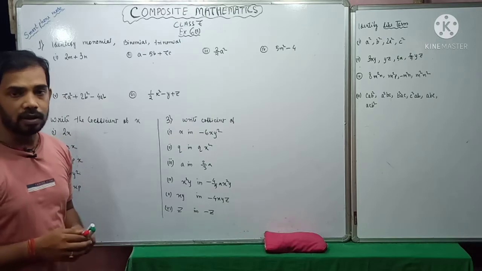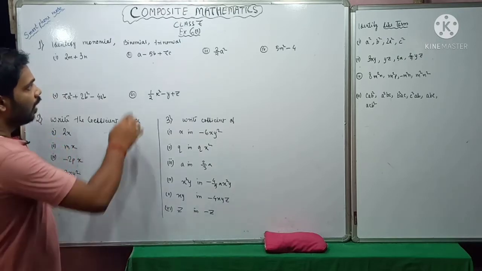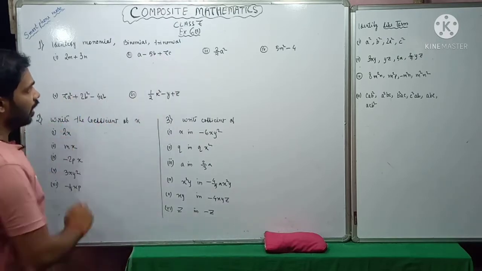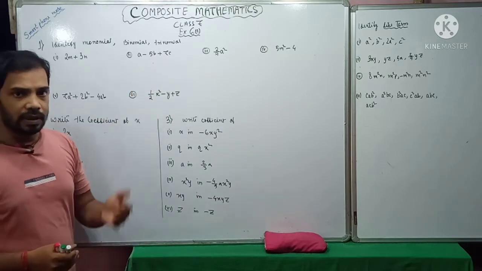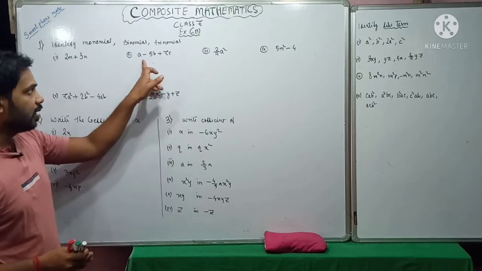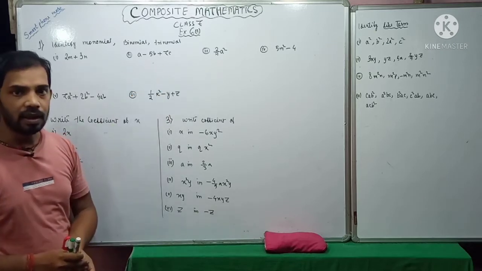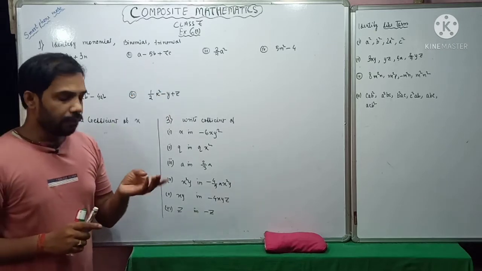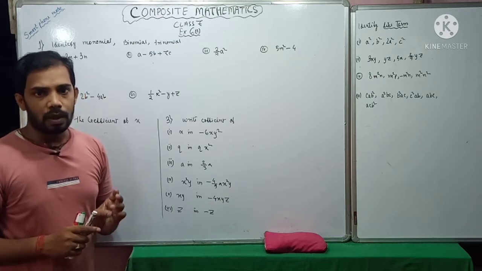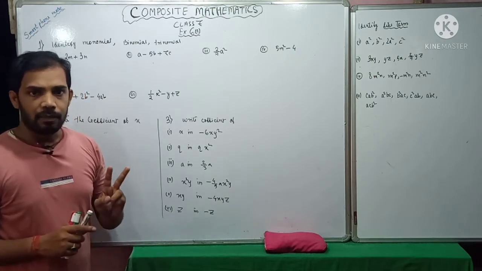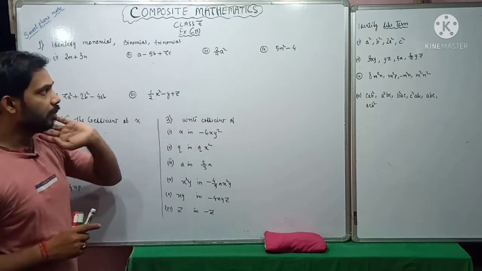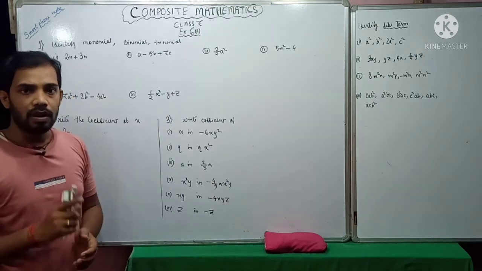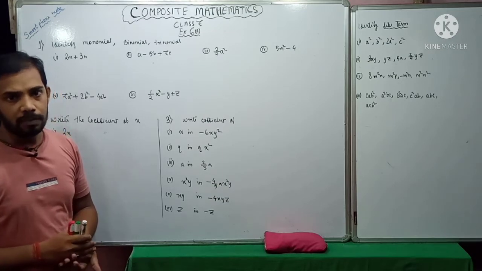Now, how are terms separated? These are algebraic expressions, and here we have to see how many terms are present. To see how many terms are present, we have to see how many plus and minus signs there are. Remember, if one plus or one minus is there, then it has two terms. If two plus or minus signs are there, then it has three terms, and if no plus or minus is there, then it has only one term. It is considered as one term.